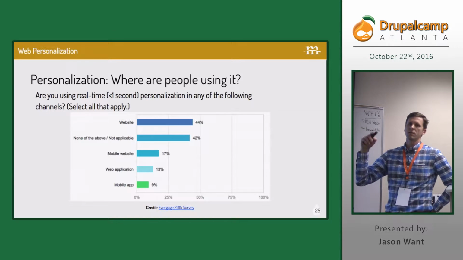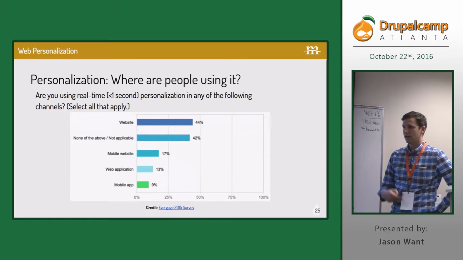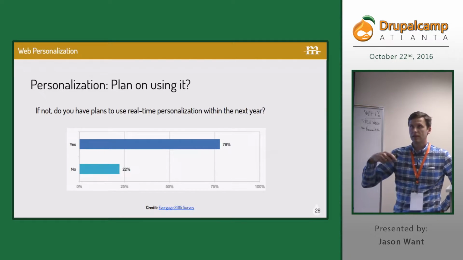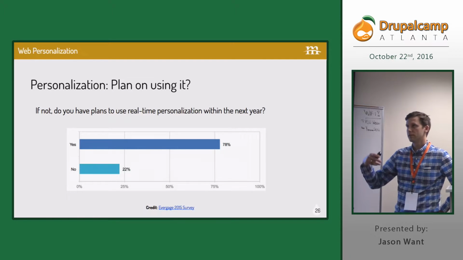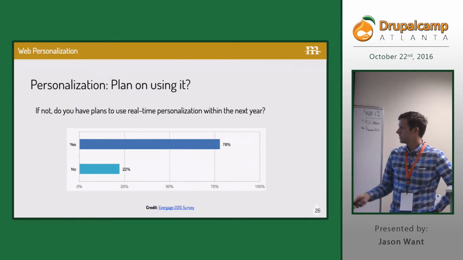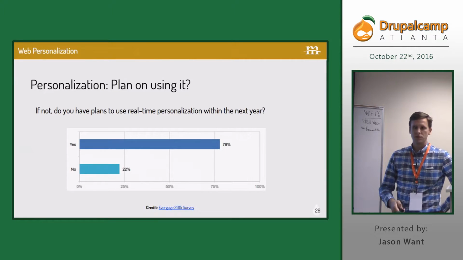Another question was where they're using it. People aren't just using it on the web, they're using it in their apps as well, and on their mobile site, and then in applications. And then another question of the survey: I think a lot of people aren't using it probably because of the financial obstacles to implementing some of these solutions. But a lot of people are sold already and they're planning on using it.